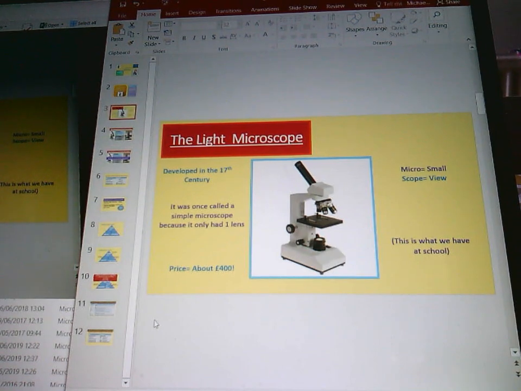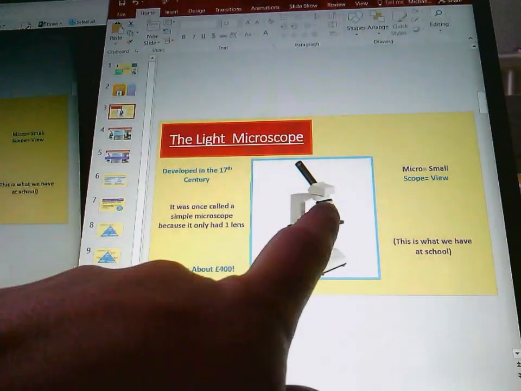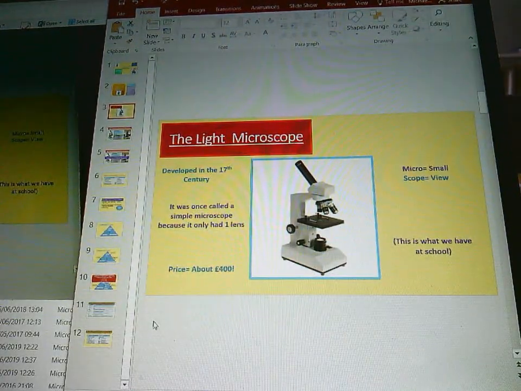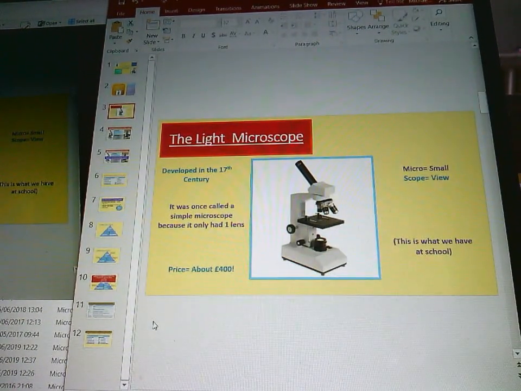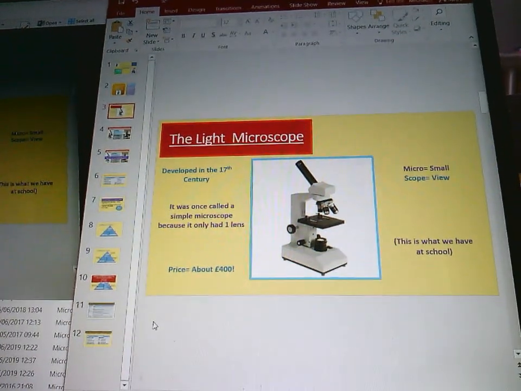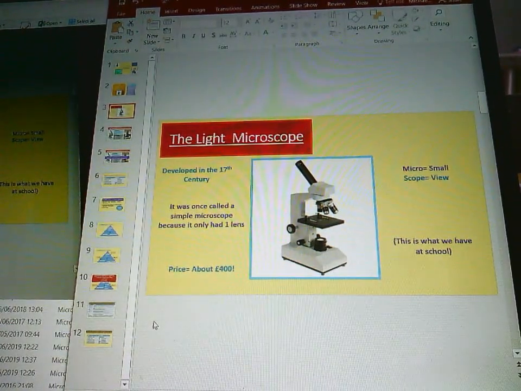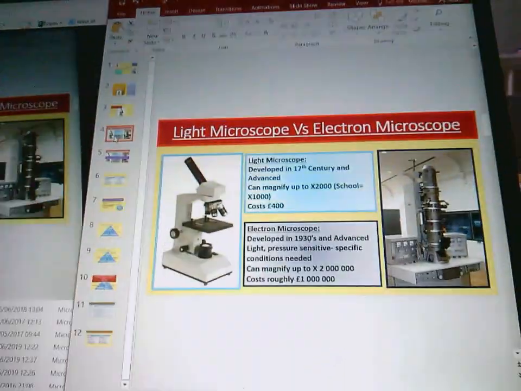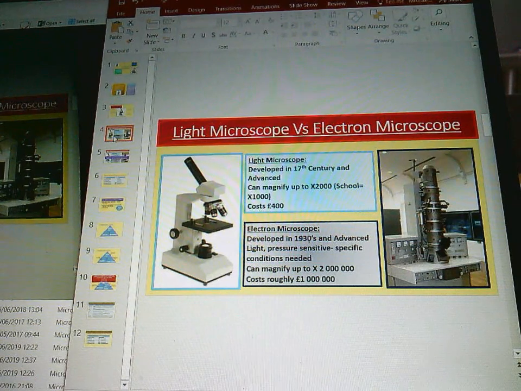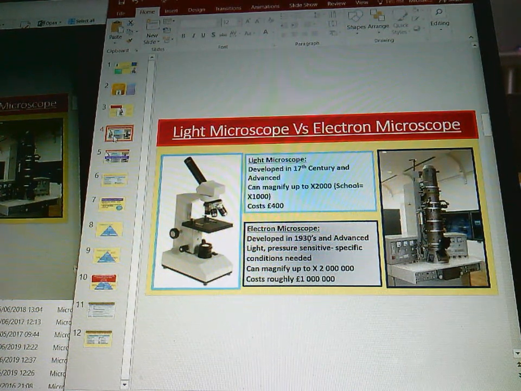The reason why it's called the light microscope is obviously because light shines through the specimen that you're trying to look at, and that's how you see it. These are the ones we've got in school. If you were to buy one brand new, it would probably cost you about £400. Now we need to compare that to a different kind of microscope called the electron microscope, which is the one you can see here. Now an electron microscope was developed far, far later, which is about the 1930s, and since it's been developed, that's partly how we've learned so much about cell structure.